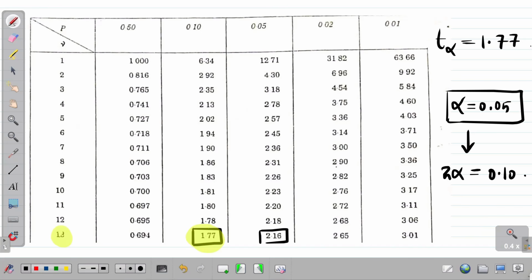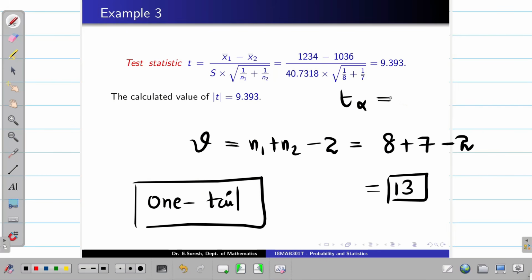So we should be very careful. I am telling it again. If the test is a two-tailed test, I can directly take the value according to the percentage. If it is a one-tailed test, for 5%, we have to take the value of 10%. Similarly, for 1%, we have to take the value for 2%. This will give the correct t alpha value. Therefore, my t alpha value is 1.77. But my calculated t value is greater than the t table value. We can easily say H naught is rejected.